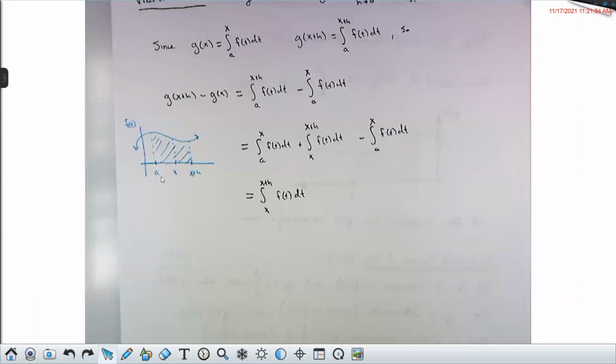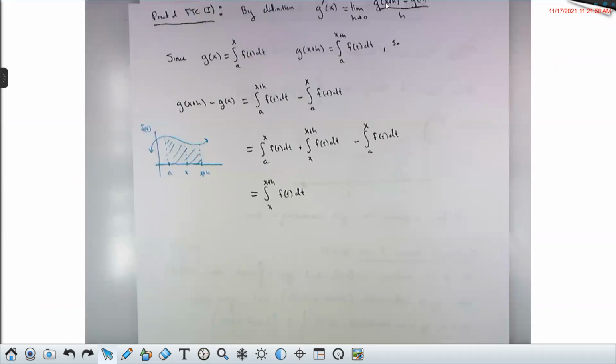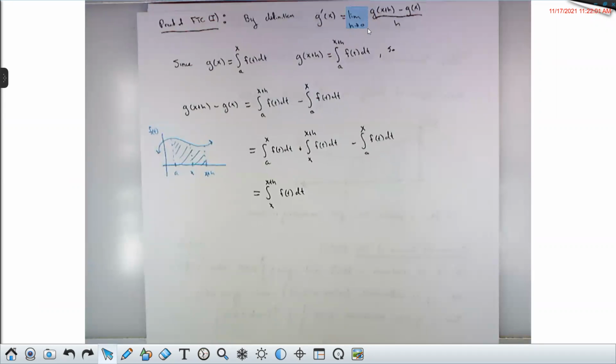Daniel's got the crucial question there. What if h is negative? It's true that when we think about this limit, the limit as h goes to 0, we should be thinking about both the left and right limit. So h could be negative in theory, and that would put x to the right of x plus h. But remember, one of the things we spend a good deal of time on in section 5.2 is justifying that the integral split is kosher, even if c is outside the interval a to b.